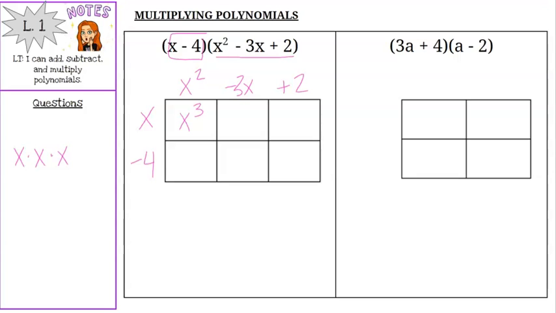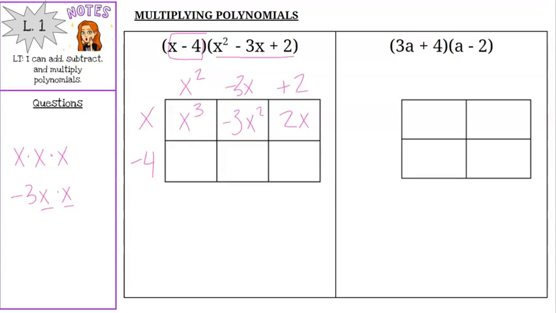Then we do negative 3x times x. We have negative 3x times x. Well, x times x is x to the second power. And we still have that negative 3 being multiplied by that. And then we have 2 times x, which is just 2x.